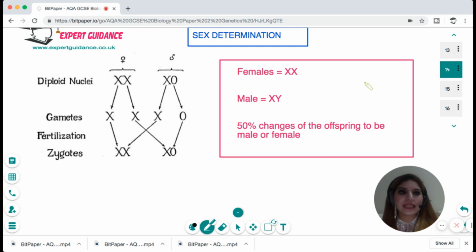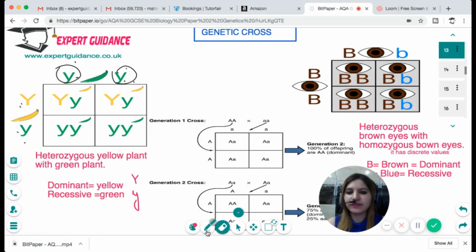Now let's take an example of a genetic cross. Let me show you a genetic cross and how it can be used to predict the various combinations of the offspring. And in the exam, you should be able to write what the genotypic ratio and the phenotypic ratio would be.